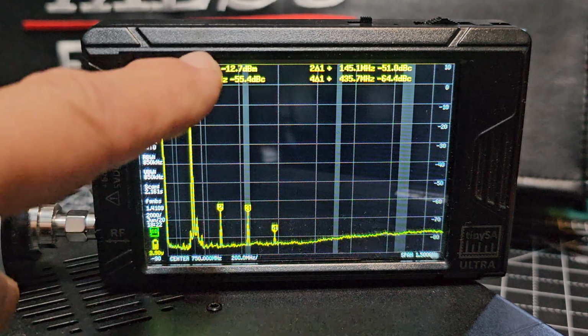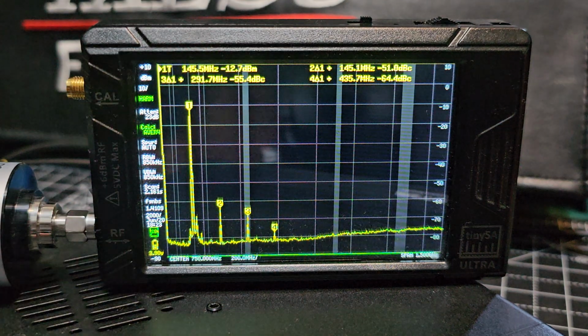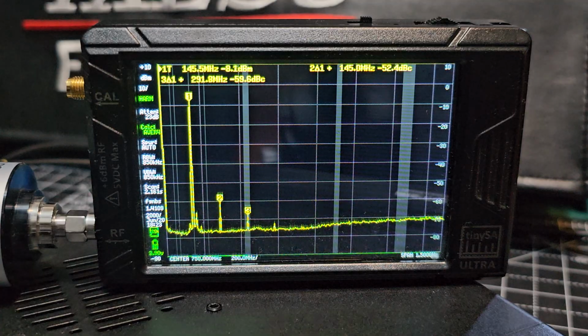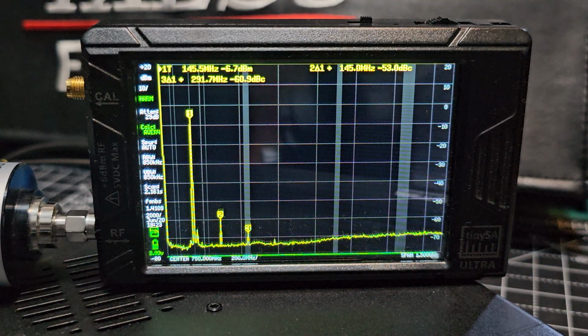So we've got it up to naught here, and the lowest fundamental is minus 50. So I would say it's good on 2 meters. Now let's test 70 centimeters.